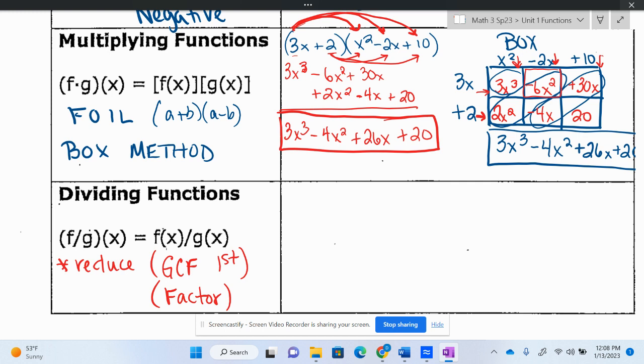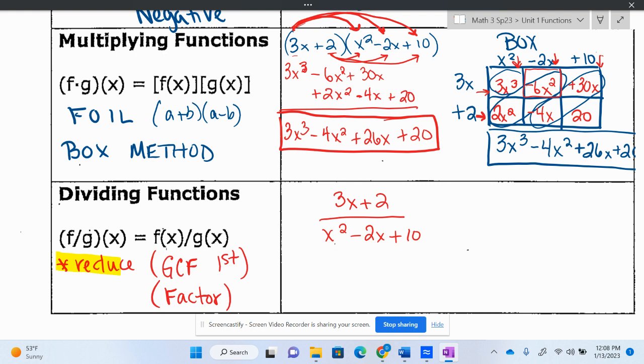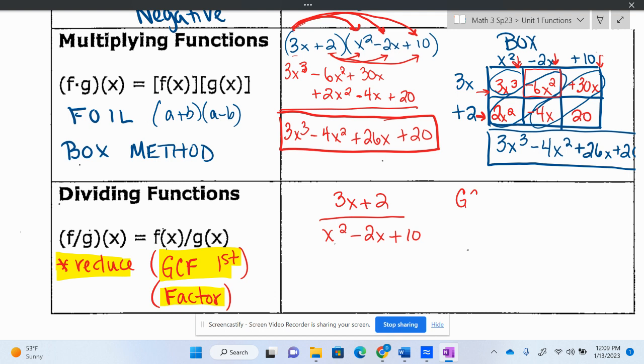So we're still using the same 3x plus 2 and the x squared minus 2x plus 10, and we're going to divide them. So we're going to put the f of x on the top. So 3x plus 2 divided by x squared minus 2x plus 10. So I've already told you that the first thing that we want to do is see if we can reduce this, right? Does it have a GCF? Can we factor it? That's the first thing that we want to look at. So let's look at the numerator. Is there a GCF in the numerator?